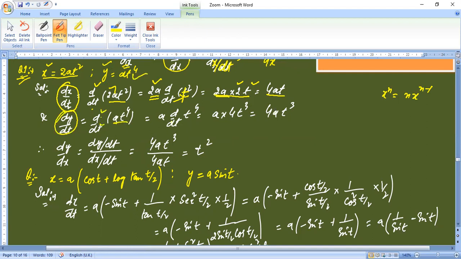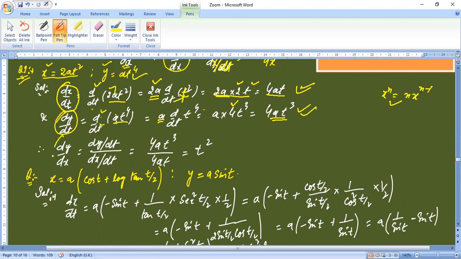See, y is at to the 4. Now, a is constant, it will come out of differentiation. Now, this is t raised to 4. It is again of this form, x raised to n form. So, its differentiation would be this 4 will come in front, then t raised to 4 minus 1, so that is t raised to 3. So, 4at cube. So we have calculated dx by dt, we have calculated dy by dt.